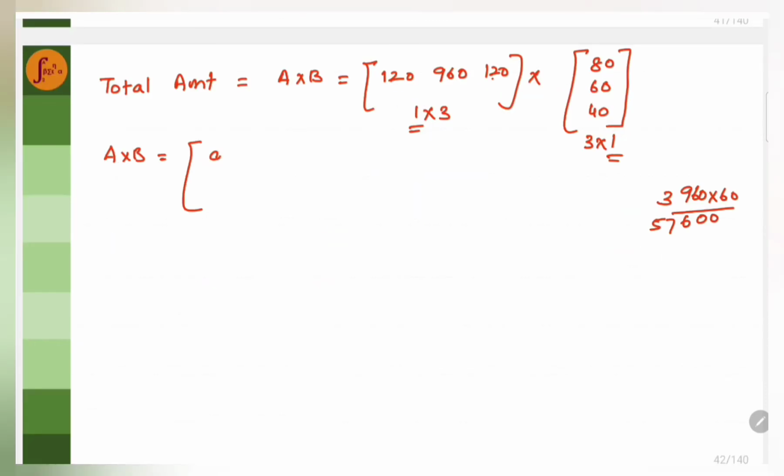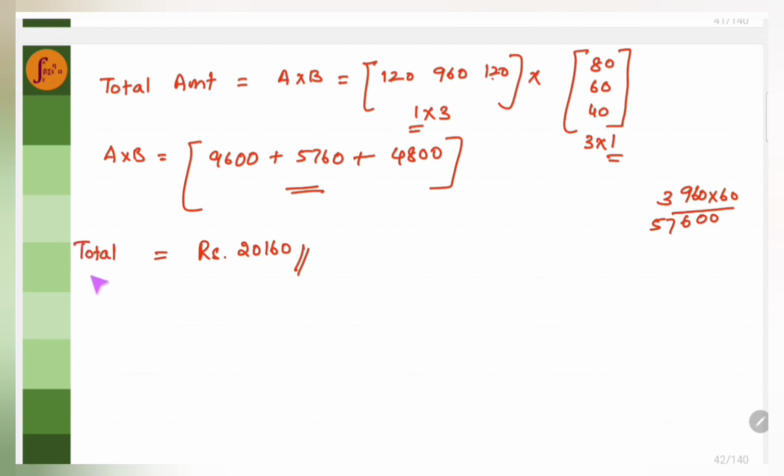120 into 80 is 9,600, plus 960 into 6 is 5,760, plus 120 into 40 is 4,800. The total we are going to get is rupees 20,160. This is the total when you add up all this. So this is the total amount.